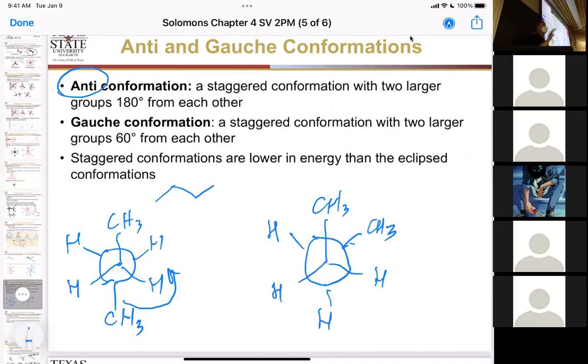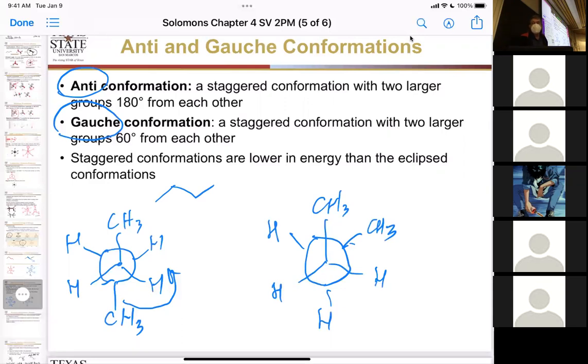Okay, so now we have another name for what we're going to do here. We call this gauche. And it's the gauche configuration. Okay, it's where it's still the staggered conformation, but the two largest groups are within 60 degrees of each other. Okay, between the two, which do you think is higher in energy? Gauche, because the two bigger groups are closer together, right? So we have an anti is low, we have our eclipsed, which is going to be something else, and then we have our gauche.